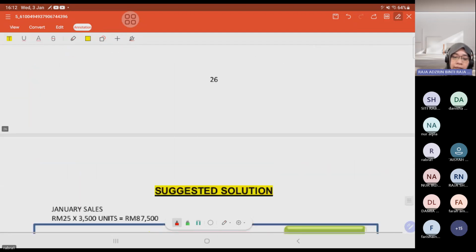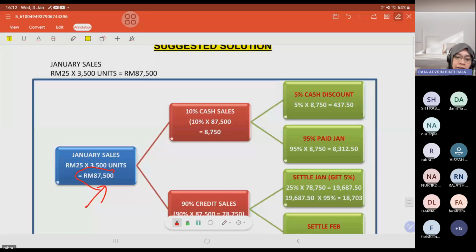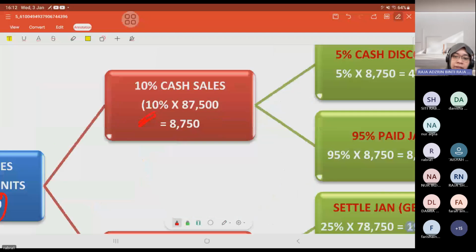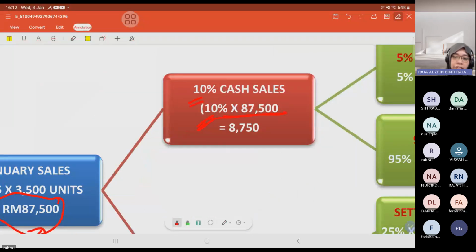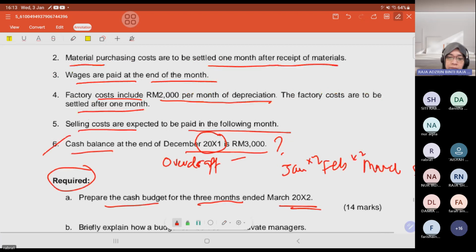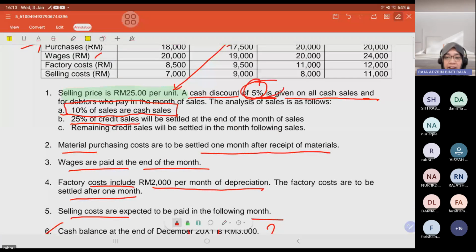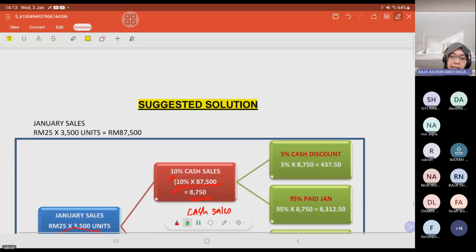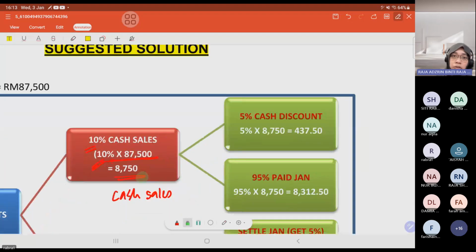So 10% of sales are cash. So daripada your sales tadi of 87,500, dia kata 10% adalah cash. So you take 10% from 87,500. So you dapat 8,750. That is your cash sales. And then dalam soalan, it is being stated that dia akan dapat discount 5% on all cash sales. So if your cash sales is 8750, so you will give 5% discount. So 5% meaning you will just get 95% of it, because this one you already give discount.